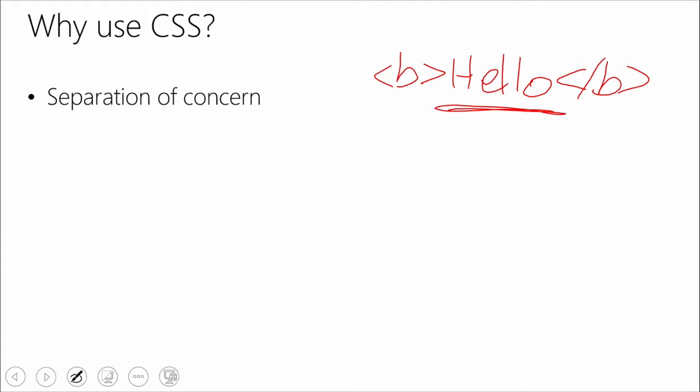So maybe I want that to be bold on a mobile phone, but I don't want that to be bold on a desktop. Or maybe I don't want that to be bold when it's printed out. Well, I've said this is going to be bold. That's it, period. End of discussion. There's nothing else that that's going to be but bold.